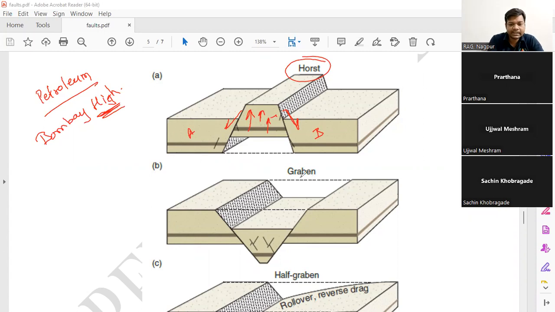Now see the grabens. What is this graben all about? The two faults are dipping towards each other, so that the central block goes downwards. They are forming the depression, and that depression will be called a graben, through which the rivers can flow.